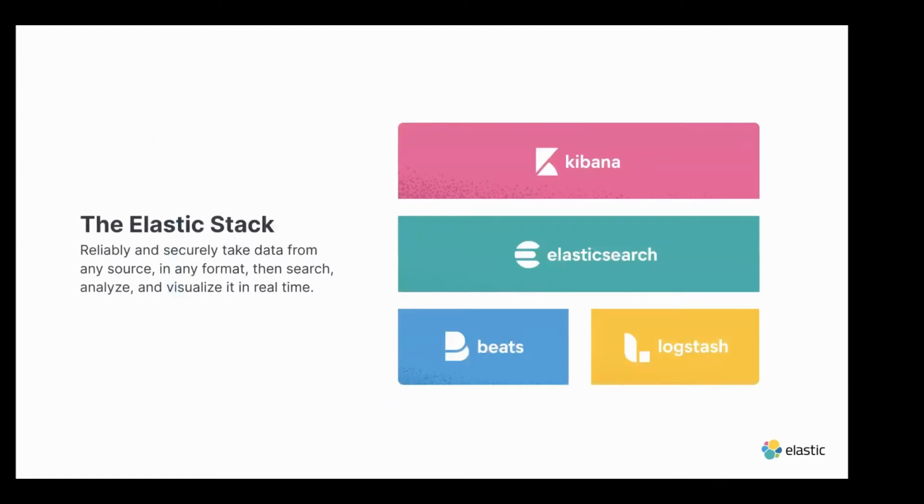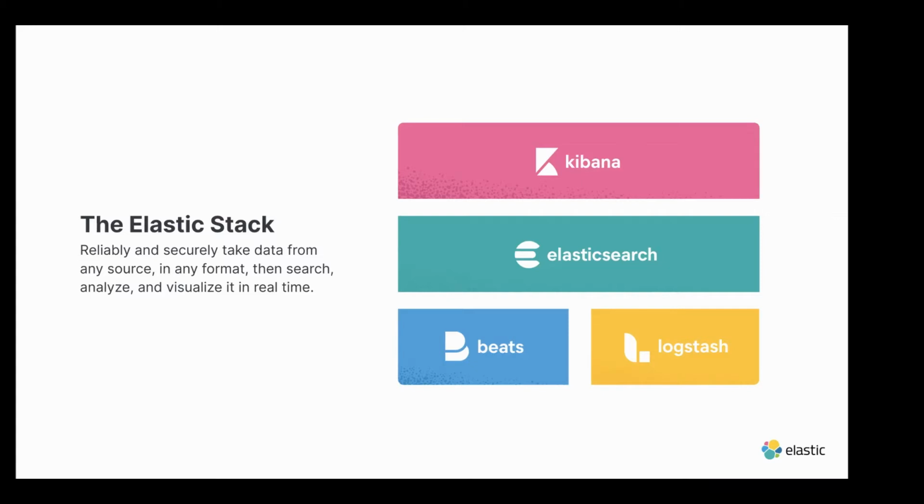So what makes up our stack? We have 4 main products. We have Elasticsearch, which is the heart of our stack. It is the storage, search, and analytics layer. We have Kibana, which is the window into the Elastic stack. It's the UI layer, both for visualizing and exploring data in Elasticsearch. And you can also use it for managing your Elastic stack.